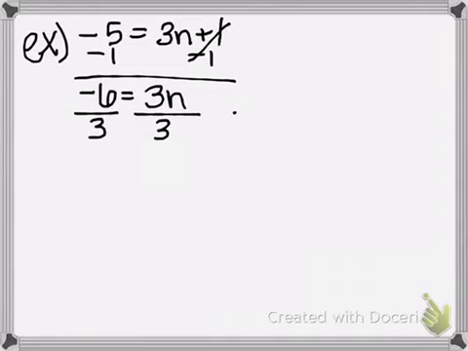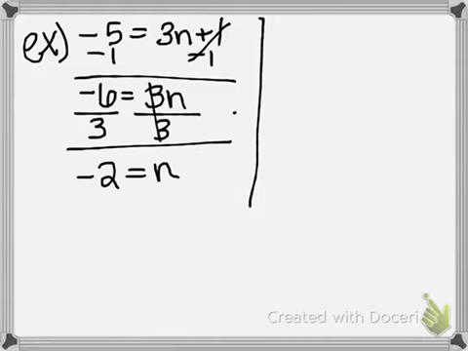As I'm going through this, think to yourself of everything that I've been saying, all the order of operations that I've been saying out loud. So when I divide both sides by 3, it cancels out the 3 on the right, and I'm left with -2 equals n.